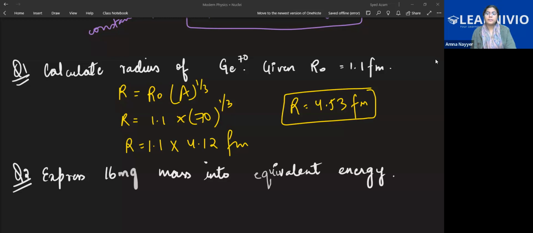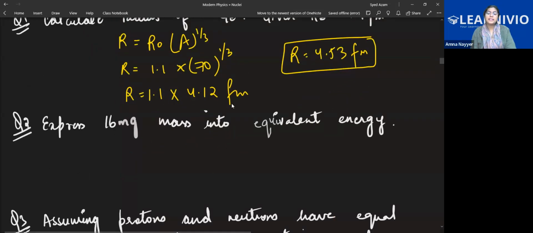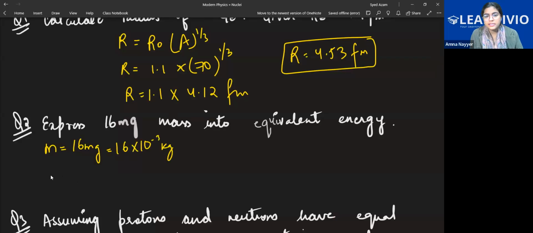Okay. Coming to the next question, this says express 16 milligrams mass into equivalent energy. So see, mass is given to you as 16 milligrams, means 16 into 10 to the power minus 3 kg. And you have to find out the energy. So straight away, we are going to use the formula E is equal to mc square. So E will be mass is 16 into 10 to the power minus 3.